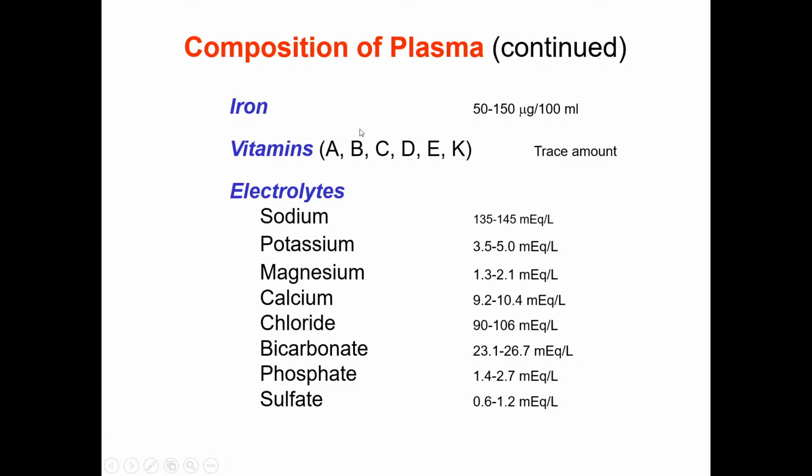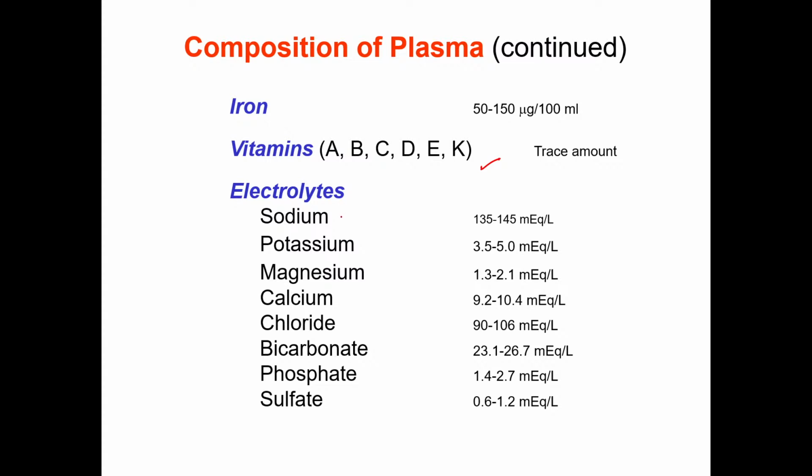Plasma also carries some important mineral elements like iron, and iron is also useful in the formation of the hemoglobin portion of the blood. In addition to that, the vitamins are also there, such as vitamin A, vitamin B, C, D, E, and K. All of these are found in trace amounts in the plasma.